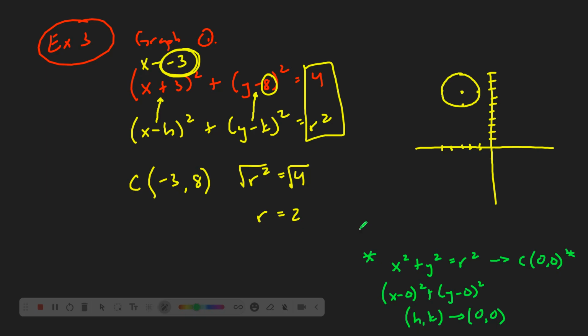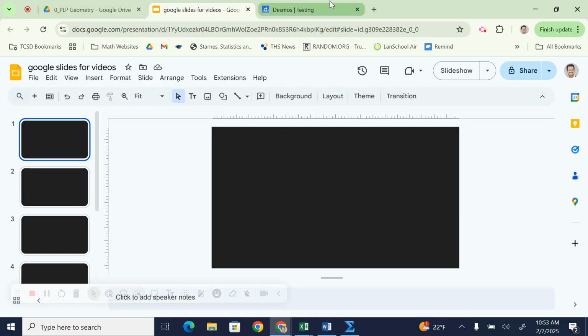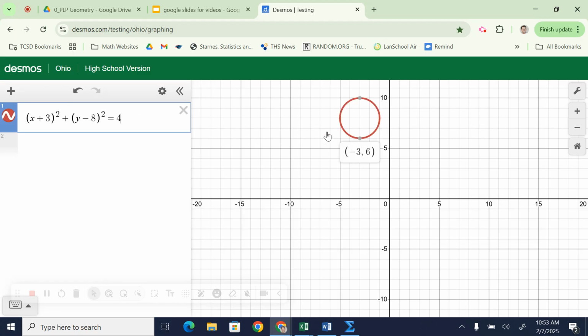And then lastly, I'm going to show you how Desmos graphs this for you. Again, state test, Desmos, Desmos, Desmos. So let me go to Desmos. In Desmos, I'm going to type in the formula they gave me: parenthesis x plus 3 squared plus parenthesis y minus 8 squared equals 4. And boom, look at that. You can see that my center was at negative 3, 8. And you can graph it. Then if you click on that circle, there's a point 2 up, a point 2 down, a point to the left and a point to the right.